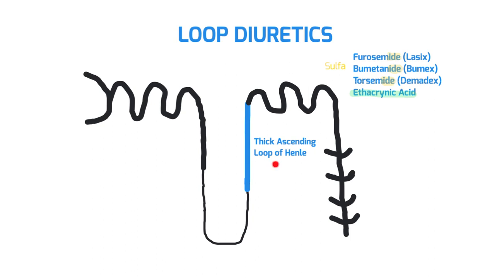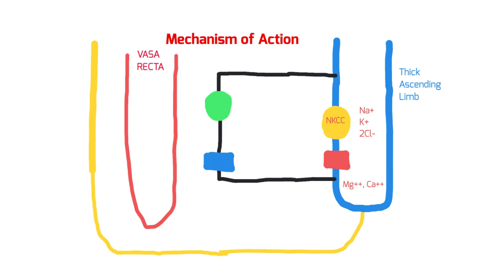Our loop diuretics will be working on the thick ascending loop of Henle on the sodium-potassium chloride cotransporter. In order to understand the mechanism of our loop diuretics, let's see what the thick ascending limb is doing when it's not being inhibited. So usually we have this NKCC transporter that's going to reabsorb sodium, potassium, and 2 chlorides from the lumen into the cell.